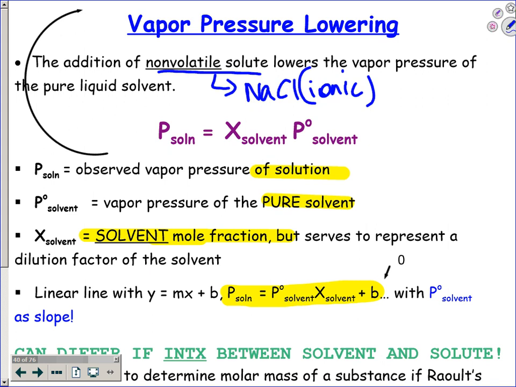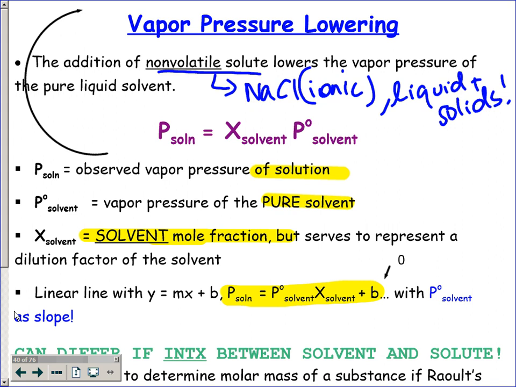Covalent things do evaporate well, but we're still in the end trying to indicate we're putting liquids and solids into the solution, because a gas is obviously already volatile. It's going to naturally increase the vapor pressure.